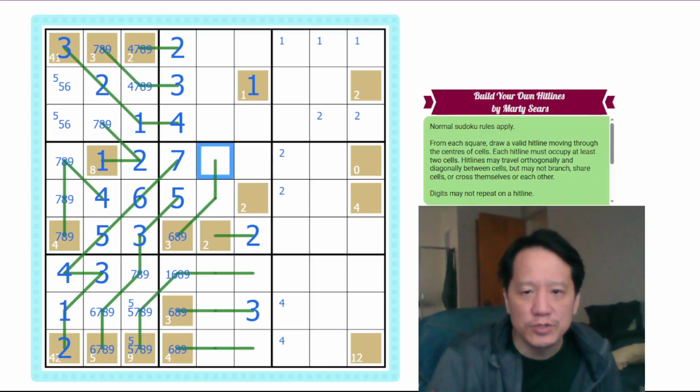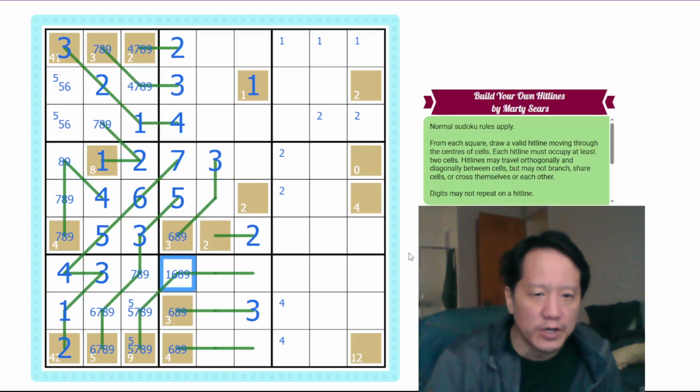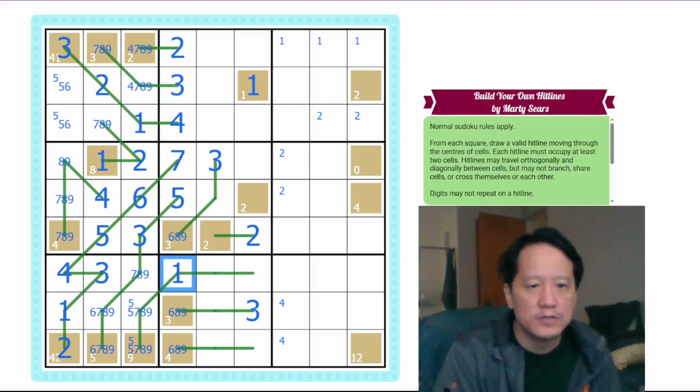So this is 3 here. The 7 eliminates 7 here. Where is the 1 then in column 4? It has to be here. So this is 1.